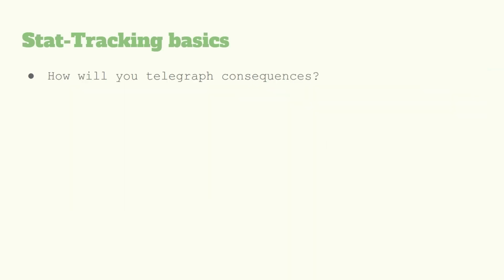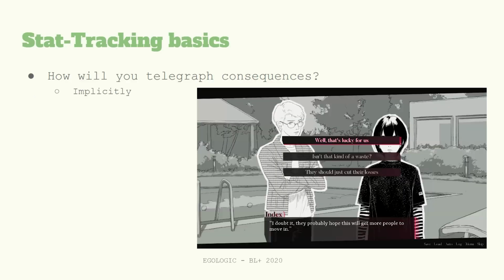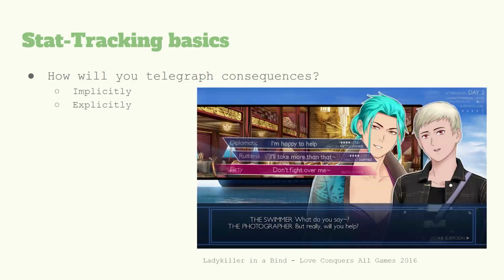So then you get to the question of how do you telegraph choices, and there are again many ways. In my experience, most VNs do so simply implicitly through the way choice options or the corresponding dialogue is written. So you don't exactly tell the player what a choice will lead to, but they can sort of guess from the way it's worded. But you can also explicitly tell the player, this choice will affect this stat.